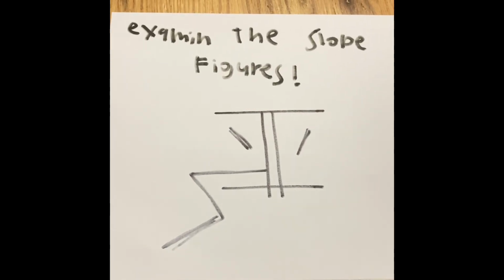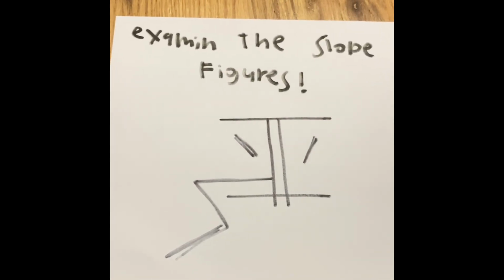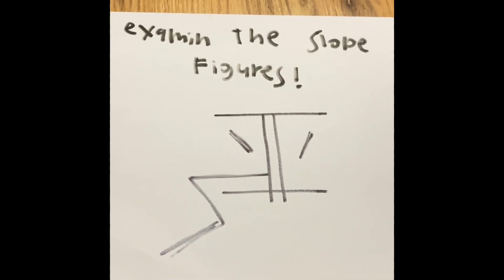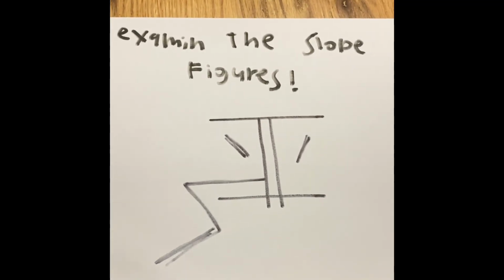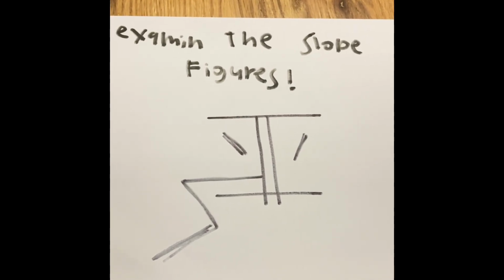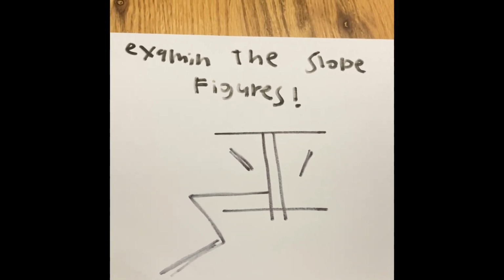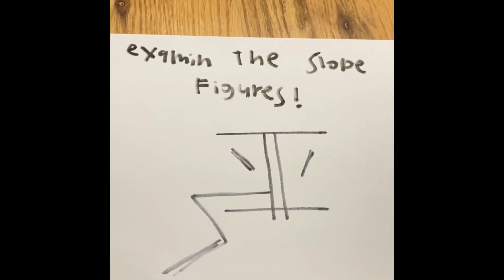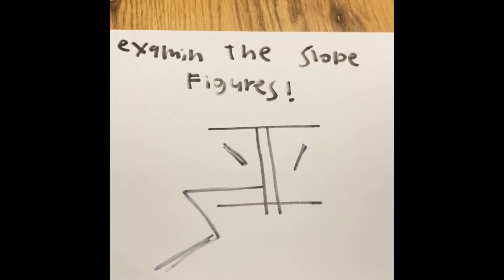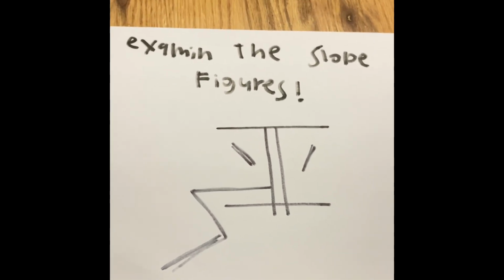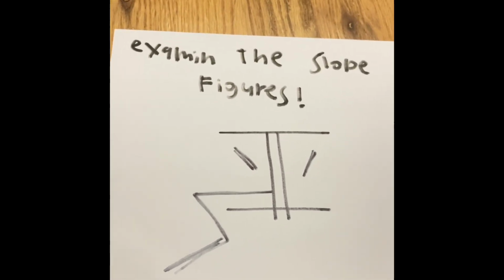Hey, South Carolina's Math and History, and we are going to examine the slope figures. So in geometry, we've been learning about all the different slopes and the new kinds of slopes. And we're going to use them to understand, does this figure make sense or does it not make sense? So here's the first example.